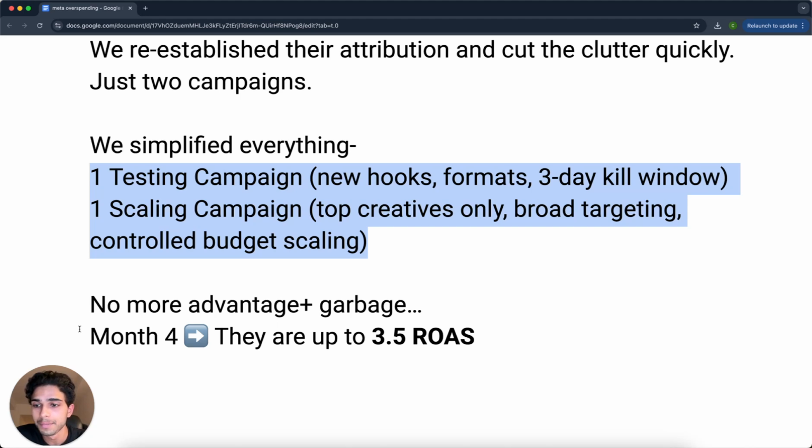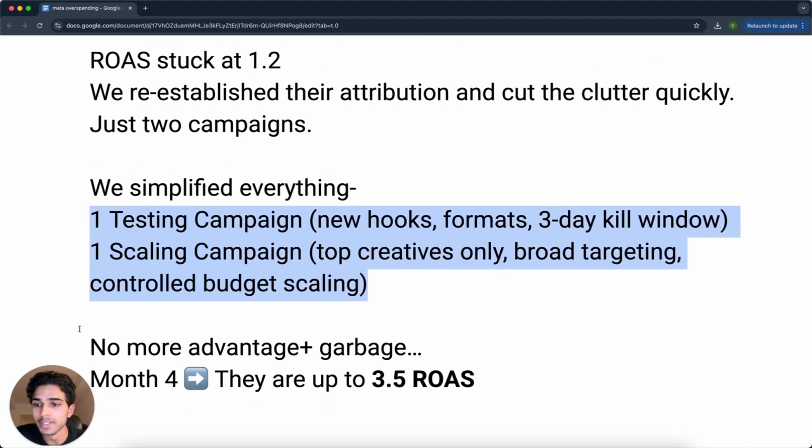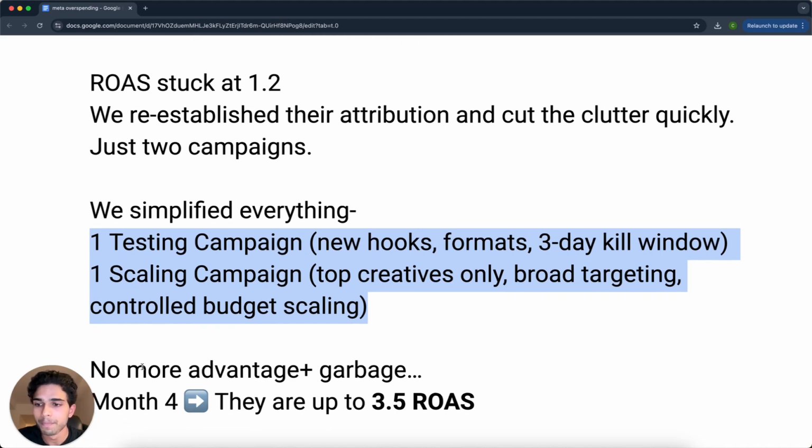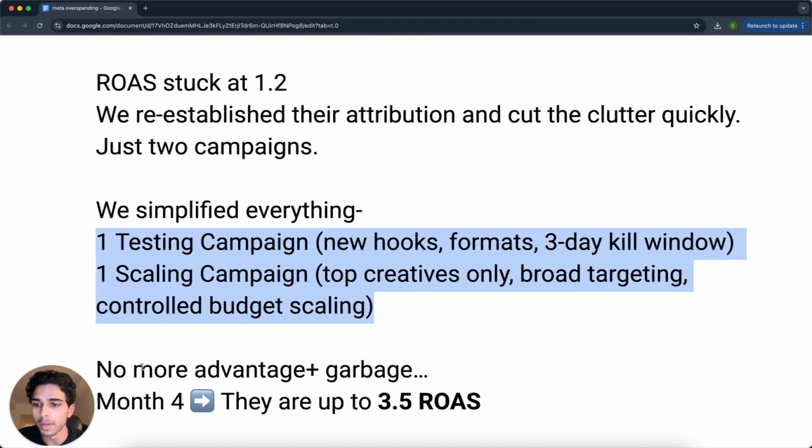By month 4, these guys with just 2 ad sets brought their combined ROAS up to 3.5. That's beautiful. They were scaling and they are profitable. That's what we want for as many e-commerce stores as possible. This simplification process is nothing that requires a process that's not already in your business. You just need to look at what you have in front of you in the right way.